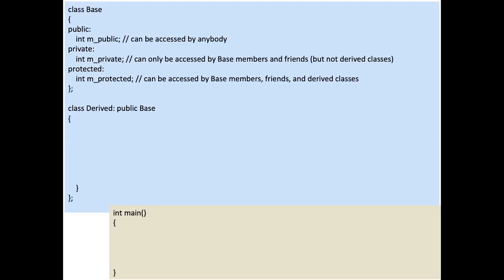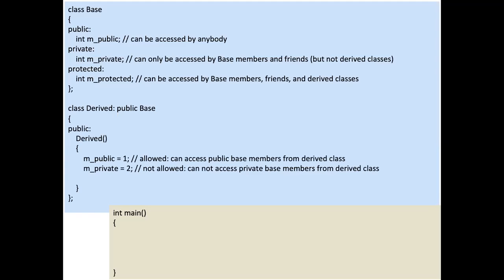So if I have a derived class which gets a public inheritance from the base class, then I've got a constructor in the derived class, और इस constructor के अंदर मैं base class के members को access करना और change करना चाहता हूँ. तो public members को मैं access कर सकता हूँ, change कर सकता हूँ in the derived class, no problem. Private member को मैं access नहीं कर सकता of the base class. So this is inaccessible from the derived class. तो derived class के अंदर अगर मैं base class के किसी private member को change करना चाहूंगा तो I will not be able to do that.